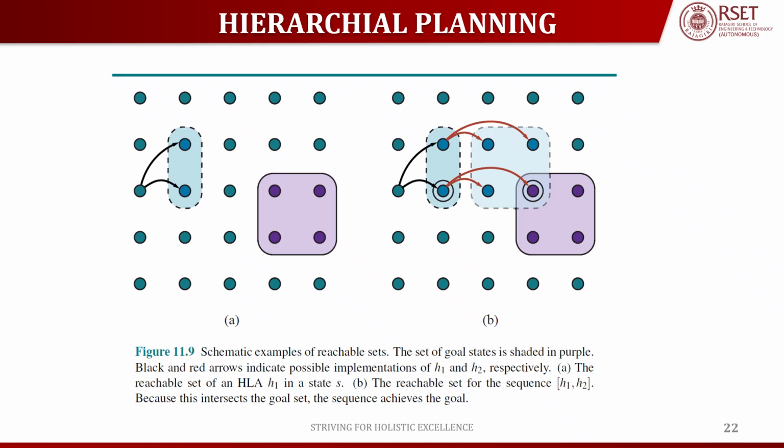For example, in a real-life case, each dot is a location you could reach, but the purple box is the airport. That is your goal state. A high-level action like go to airport represents many possible outcomes, or many possible routes. If at least one route actually reaches the airport, then you can say that your hierarchical plan will work.